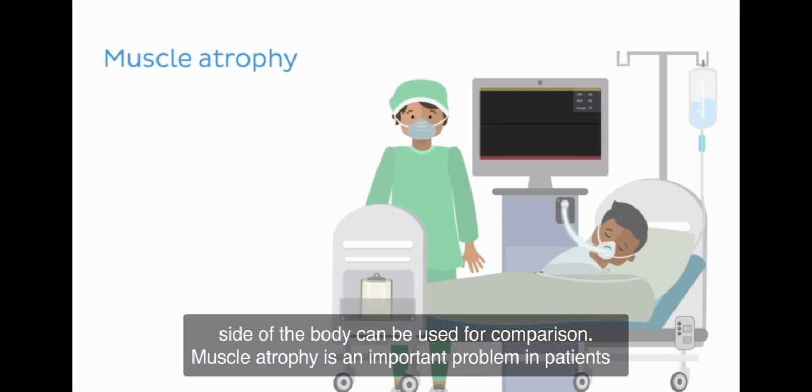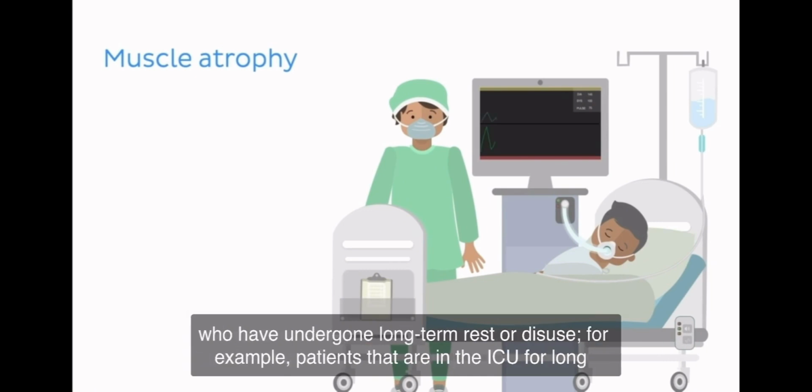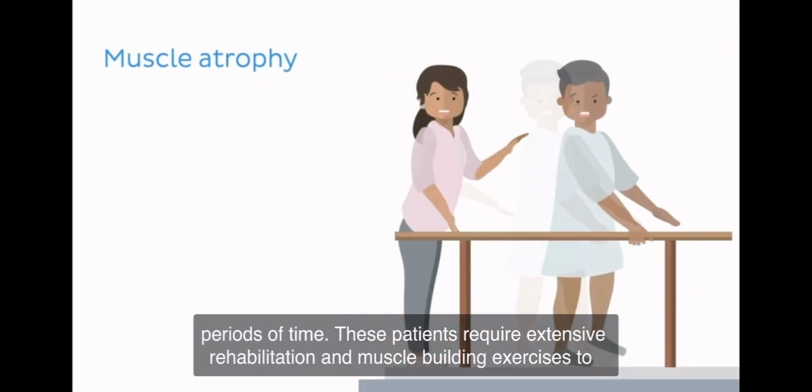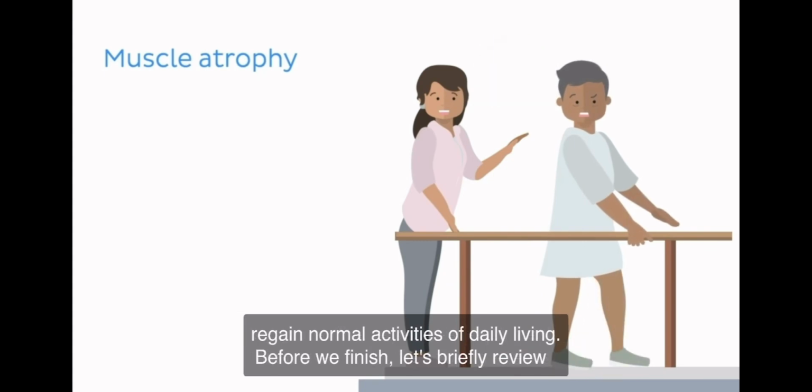Muscle atrophy is an important problem in patients who have undergone long-term rest or disuse, for example, patients that are in the ICU for long periods of time. These patients require extensive rehabilitation and muscle-building exercises to regain normal activities of daily living.